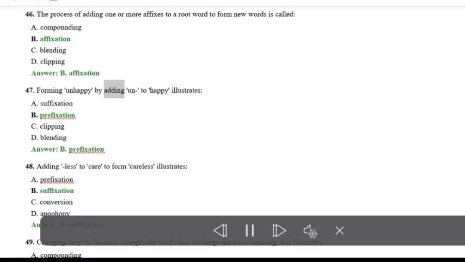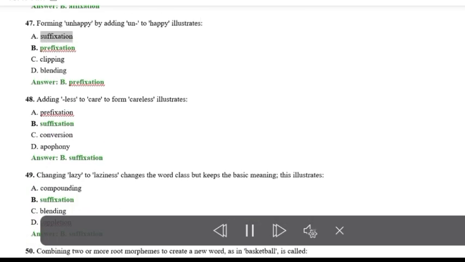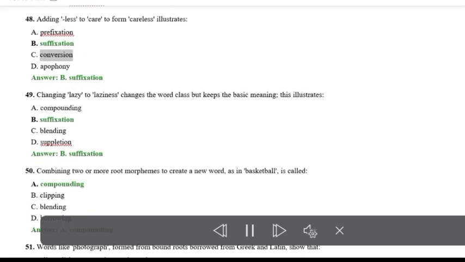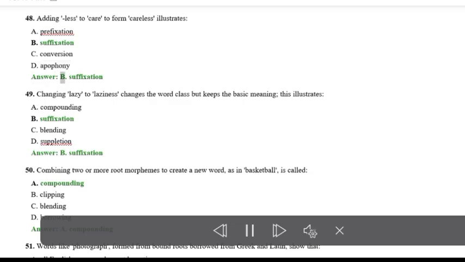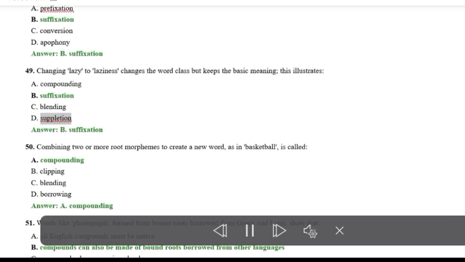47. Forming unhappy by adding un- to happy illustrates A. Suffixation. B. Prefixation. C. Clipping. D. Blending. Answer: B. Prefixation. 48. Adding -less to care to form careless illustrates A. Prefixation. B. Suffixation. C. Conversion. D. Apophony. Answer: B. Suffixation. 49. Changing lazy to laziness changes the word class but keeps the basic meaning. This illustrates A. Compounding. B. Suffixation. C. Blending. D. Suppletion.